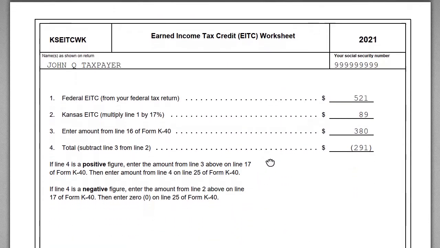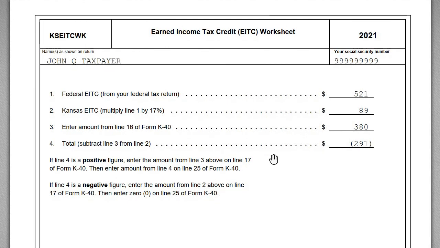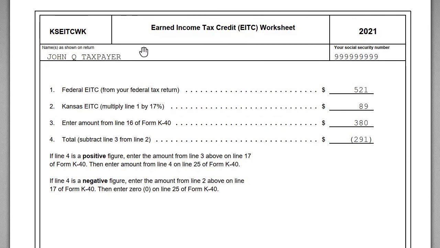But you should include a worksheet to help compute how you calculate the credit, right? So we can see here we have a Kansas EITC worksheet for John. His federal amount, again, is $521. And then just do some simple math here. We have 17% times $521 is going to be $89.